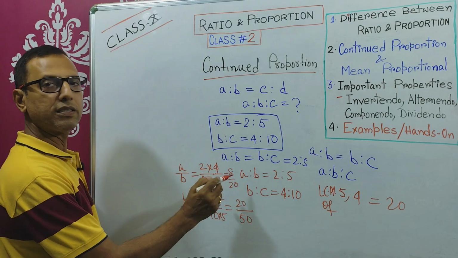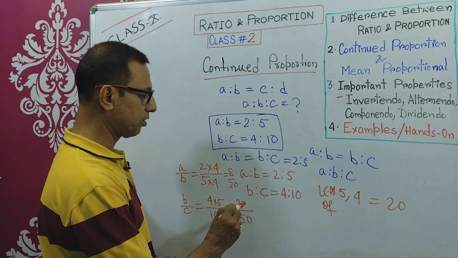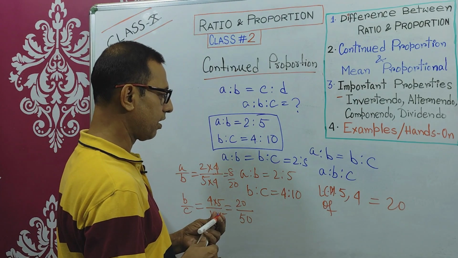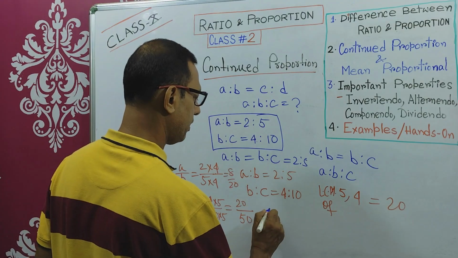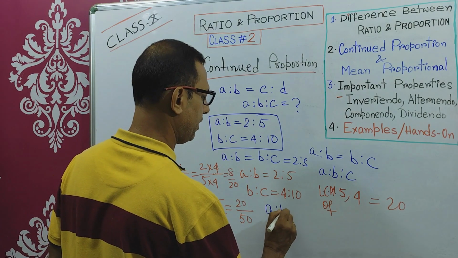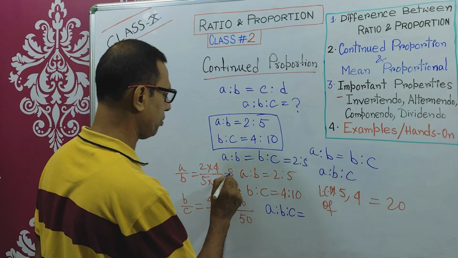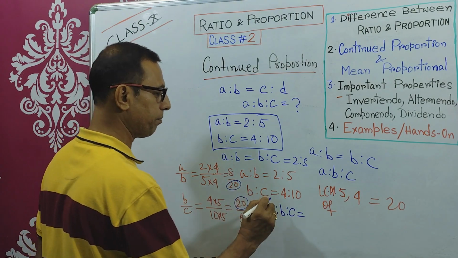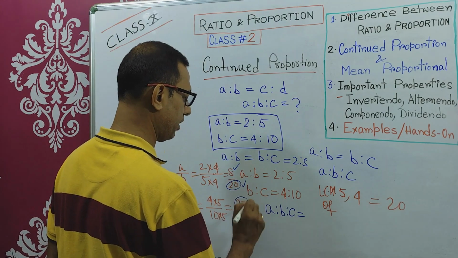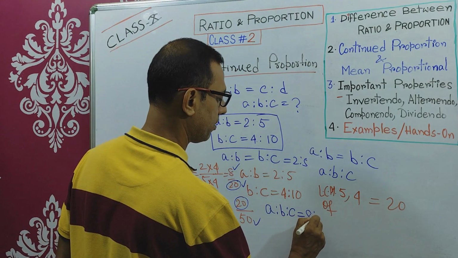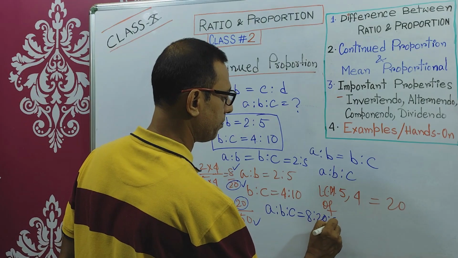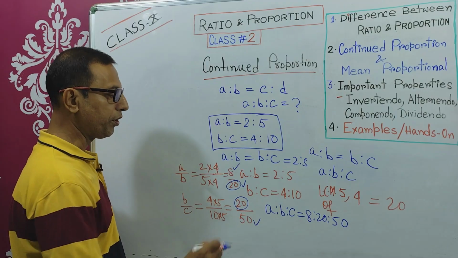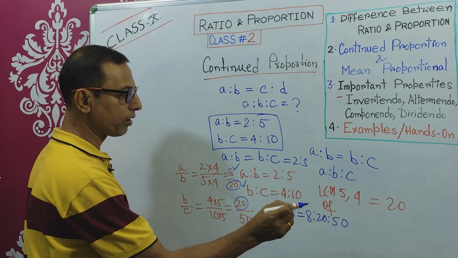That means A is to B is 8:20, and B is to C is 20:50. So what is A is to B is to C? A is to B is to C equals 8 is to 20 is to 50, where 20 is the common one. So now these three are in continued proportion because there is one common element.